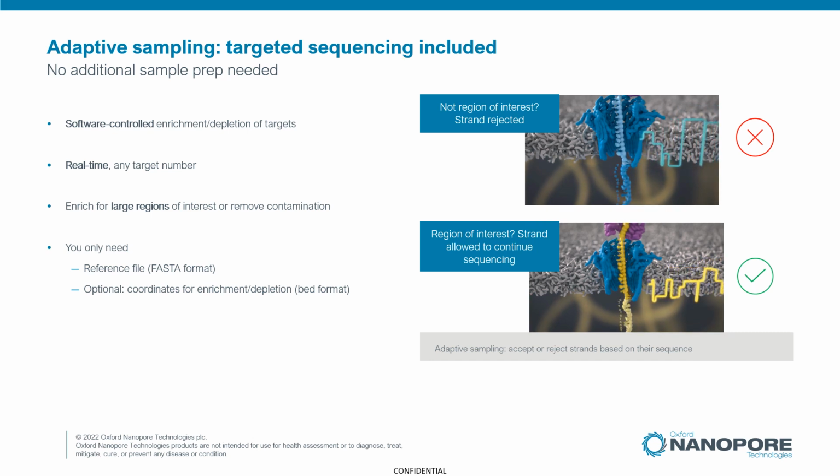You can either choose to enrich for your reference sequence, or you can deplete it, which becomes very useful for projects where you might have a lot of host contamination and you're looking for a way to deplete the host genome without having to incorporate that into your extraction process, such as human gut microbiome sequencing, for example.